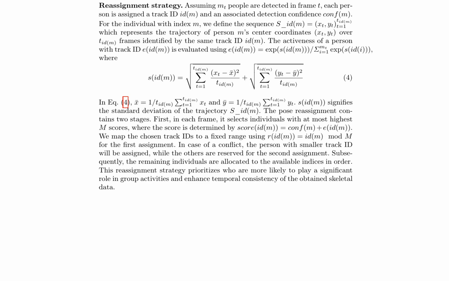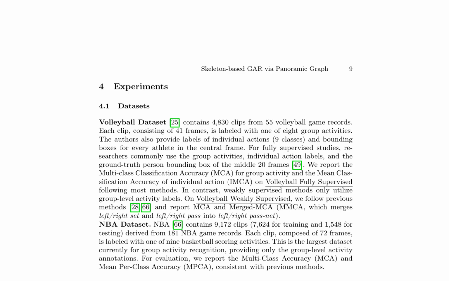The paper also discusses a tracking-based pose reassignment strategy to enhance data consistency and filter out irrelevant individuals when preparing skeletal data, prioritizing individuals who are more likely to play a significant role in group activities and enhancing temporal consistency of the obtained skeletal data. The research paper proposes a novel skeleton-based graph attention network, GAR, for recognizing group activities in sports, leveraging panoramic graphs. It presents experiments on two datasets, volleyball and NBA.